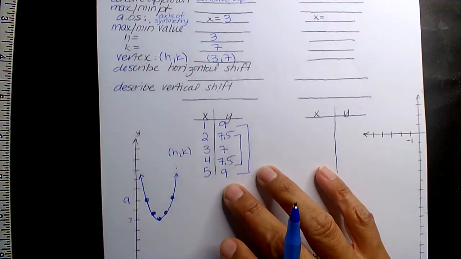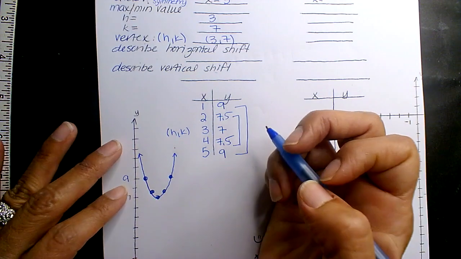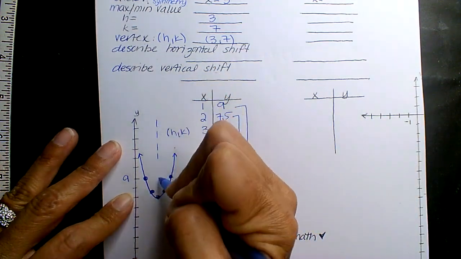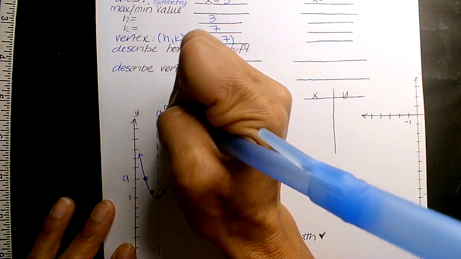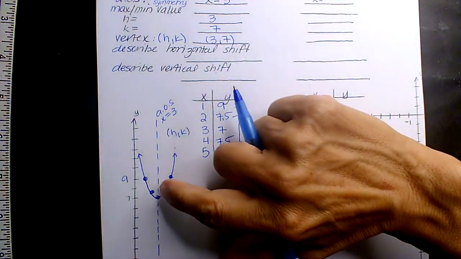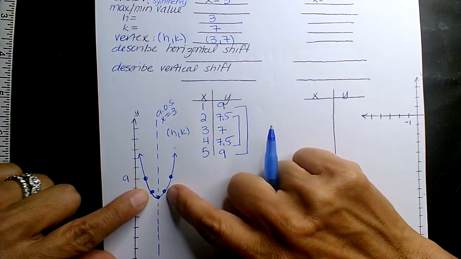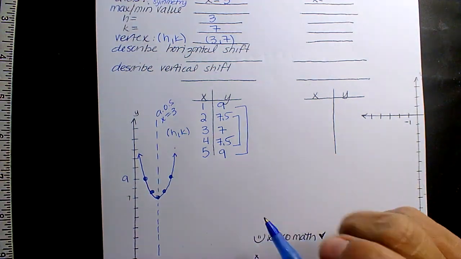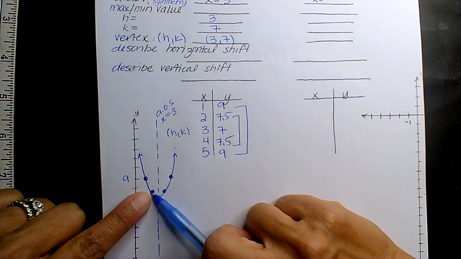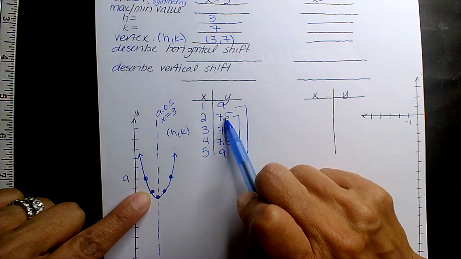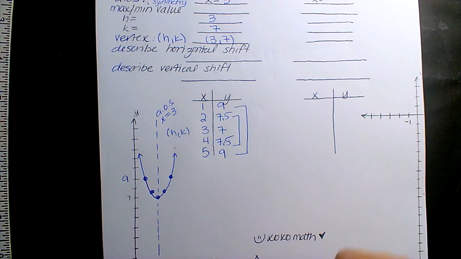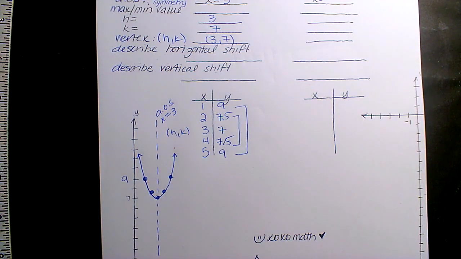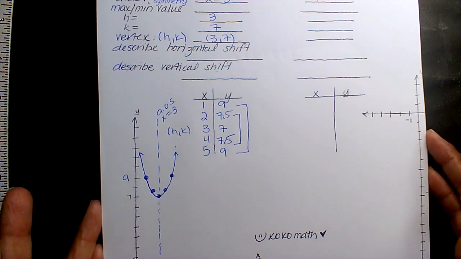All right, x equals 3 is a vertical line. It goes through the vertex, and this is your axis of symmetry, x equals 3. And because it shows the symmetry, if they're equally distant, they have the same y value. That's why this is 1 to the left, 1 to the right, and they were both 7.5. 2 units to the left, 2 units to the right, and that's why you have that 9. So that equidistant, that's your axis of symmetry. It cuts it right in half.